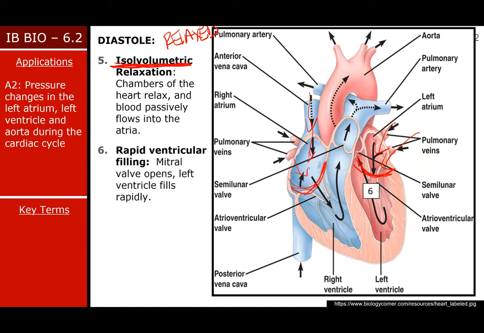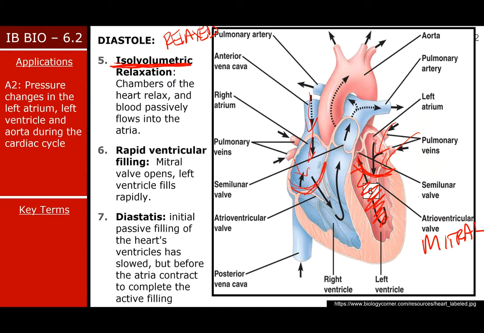Then you have rapid ventricular filling, and that's when the mitral valve on this side, so this is actually the mitral valve here, opens and the left ventricle fills rapidly. So this guy fills all the way up. And then you have diastasis, and that's the initial passive filling. This side is all passive, so this is like passively filling the whole time. This is like pressurized pushing it in. So diastasis is really when you've got this side filling up. And this is the last stage before the whole cycle repeats. So really, the left side fills faster than the right side.